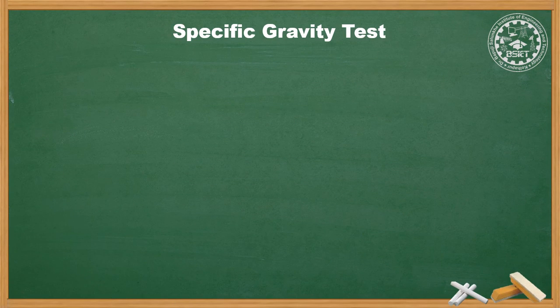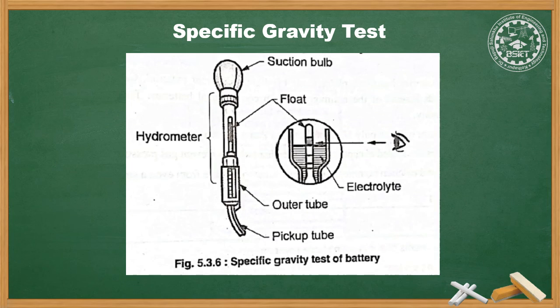Specific gravity test. The specific gravity test is done by the use of a hydrometer contained in a syringe. The electrolyte is drawn up into the syringe by a bulb, and the hydrometer float sinks to a greater or lesser extent according to the amount of sulfuric acid in the electrolyte. A hydrometer is an instrument, as shown in the figure, used to measure the specific gravity of the electrolyte for an unsealed battery, which gives a fairly good indication of the battery's state of charge.